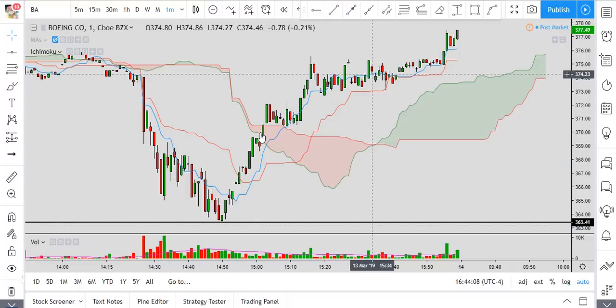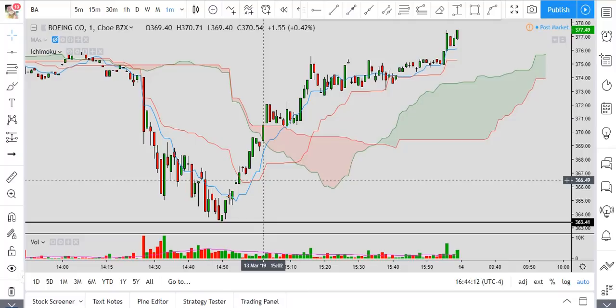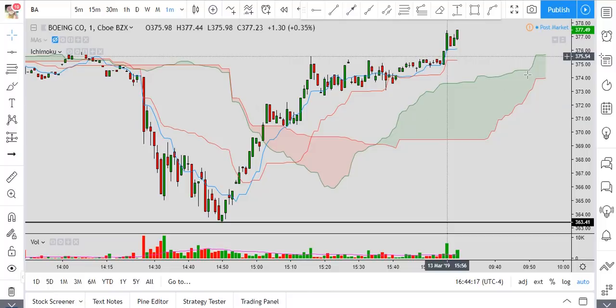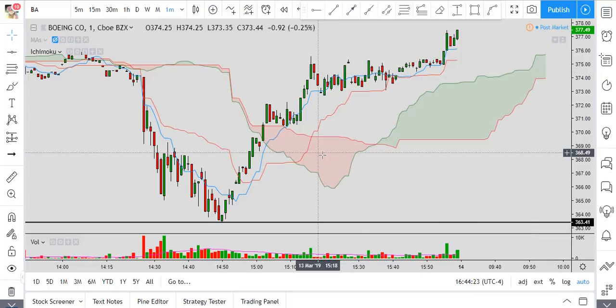And that's how I trade my Ichimoku clouds. When it rips over a red cloud, then it will use this green cloud as support, because this is support and the red cloud is resistance. So yeah, that's a little bit of how I incorporated the Ichimoku cloud into my BA trade, and I hope you guys like it.